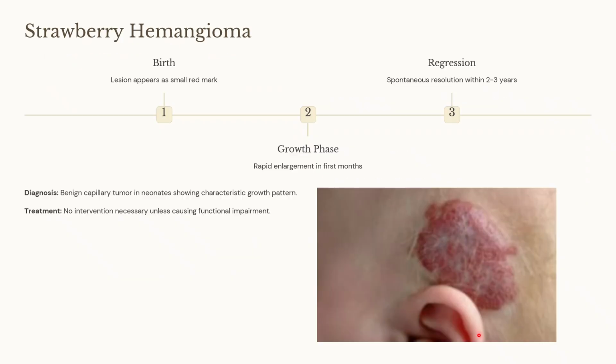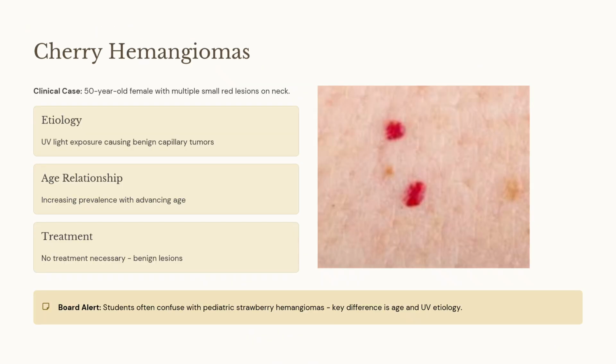This picture can be given and they can ask you to diagnose. This is a strawberry hemangioma. It appears as a small red mark. There will be spontaneous resolution within 2 to 3 years. But during the initial phase, there can be rapid enlargement in the first months. So a benign capillary growth tumor in neonates showing the characteristic growth pattern is a strawberry hemangioma. Unless there is any issue, we need not interfere, as it undergoes spontaneous regression.